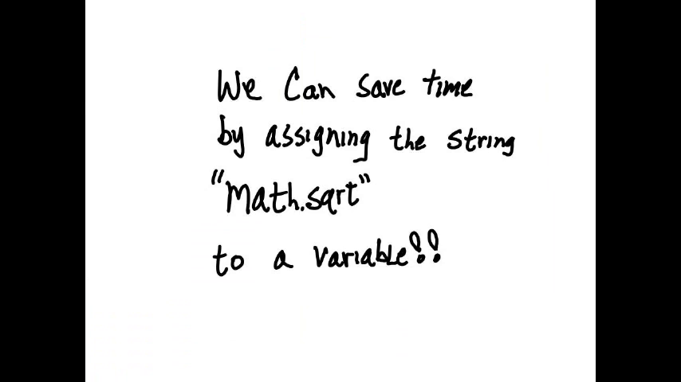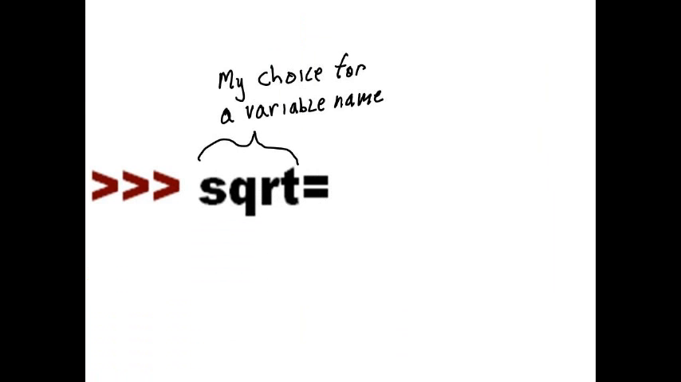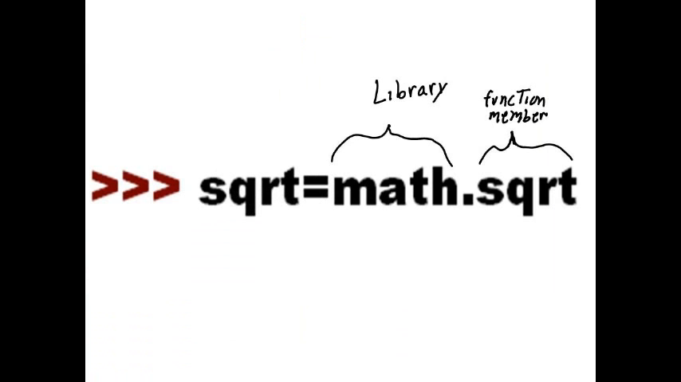We can save time by assigning the string math.sqrt to a single variable, to a variable. Let's do it. My choice for a variable name is sqrt. It sounds like square root. So I key in sqrt equal sign. And then the library name, math dot function name, sqrt. So it's library dot and then the function member.